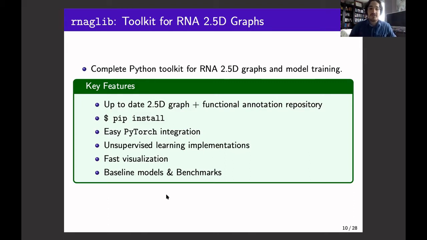We're also providing some implementations for unsupervised learning. So these are functionalities which help you compare RNA 2.5D substructures. We have fast visualization and a set of baseline models and benchmarks to help the community have a standardized goal.